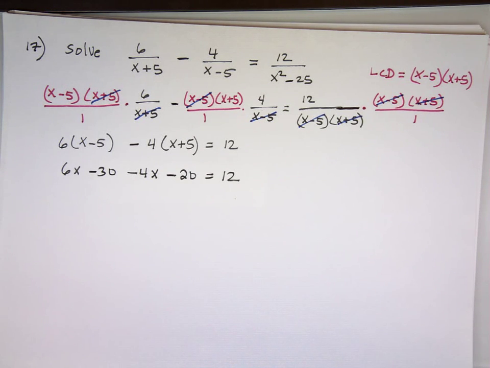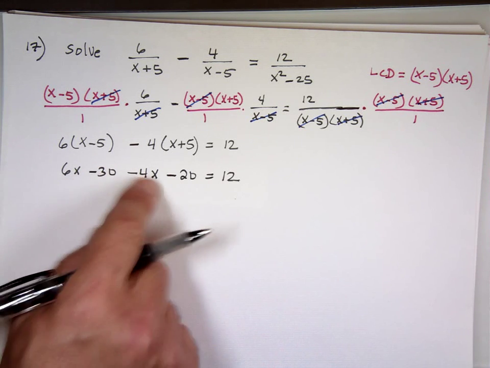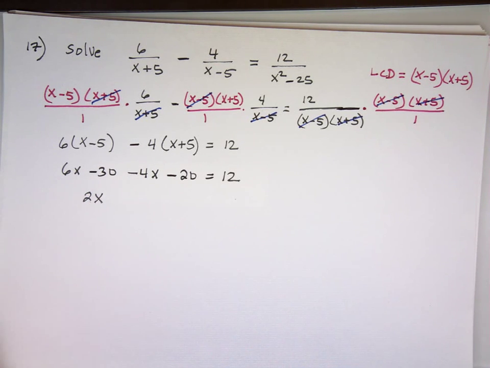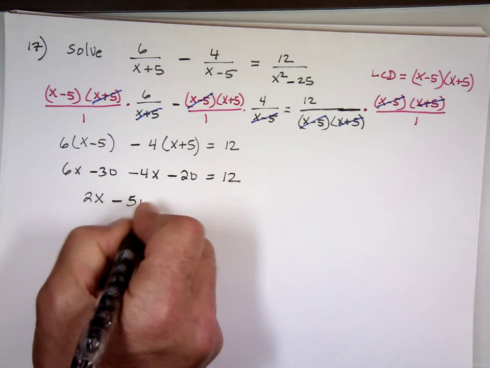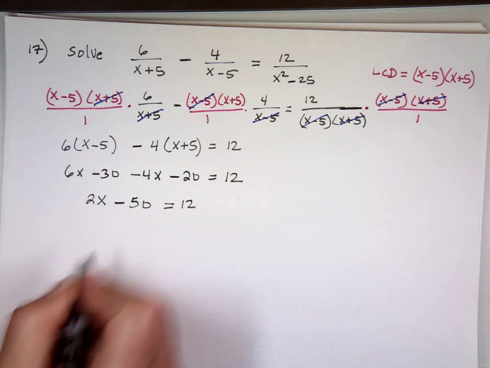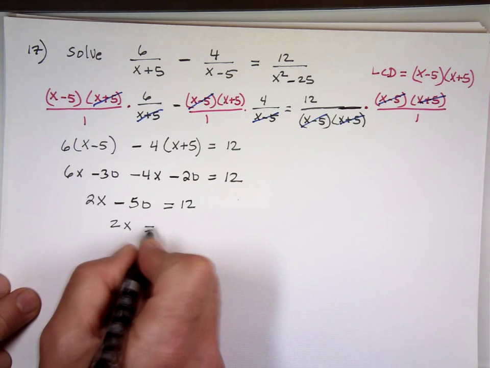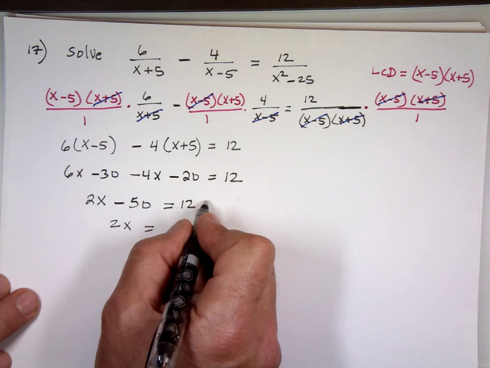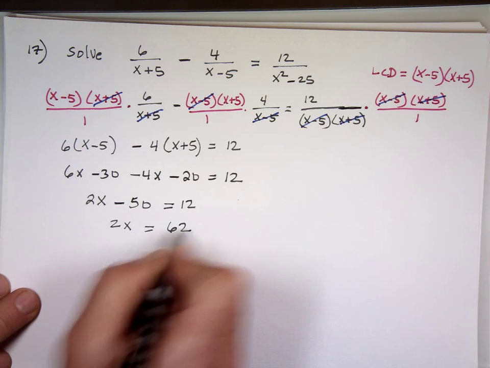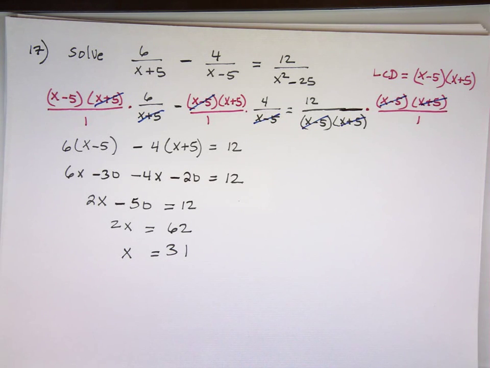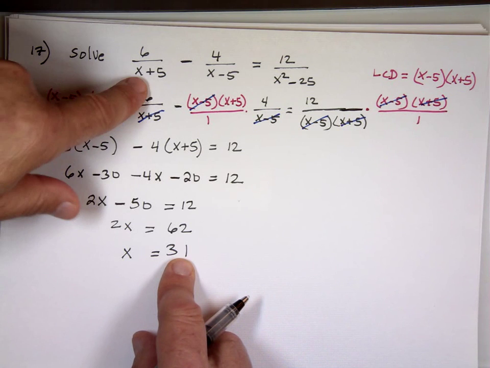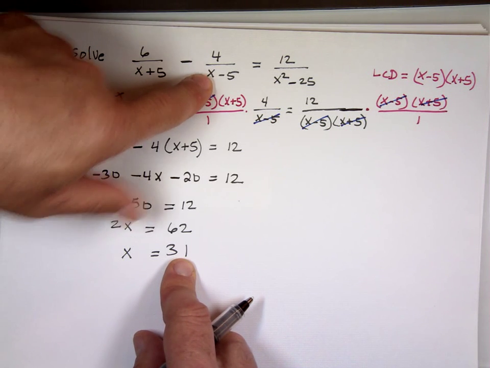Collect like terms. What's 6x minus 4x? 2x. What's negative 30 minus 20? Negative 50 equals 12. 2x equals, take the negative 50 to this side, becomes a plus 50. 62, x equals 31. And notice the 31 does not make this one 0. It does not make this one 0. It does not make that one 0. So that is a good answer.